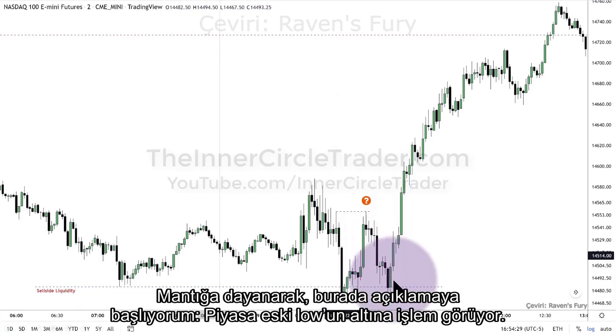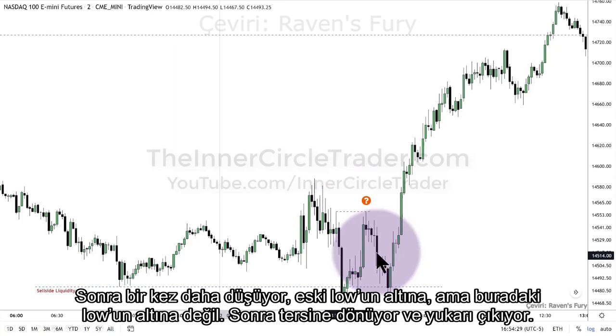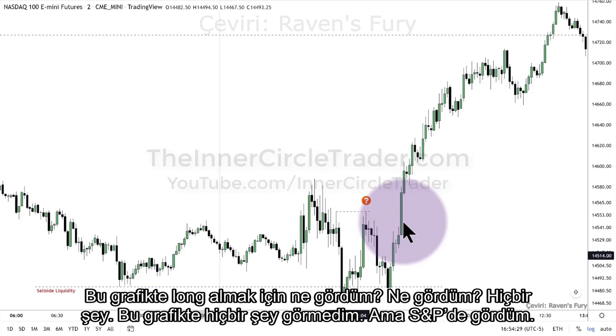By going long in here, based on the logic I'm going to start to outline here. The market trades below the old low. Trades below it, rallies above, but does it trade above this short-term high yet? No. Then it goes down once more, below the old low, but not below this low here. Then it turns and goes higher. What did I see in this chart that allowed me to go long in here? What did I see? Nothing. I didn't see anything in this particular chart. I saw it in the S&P.